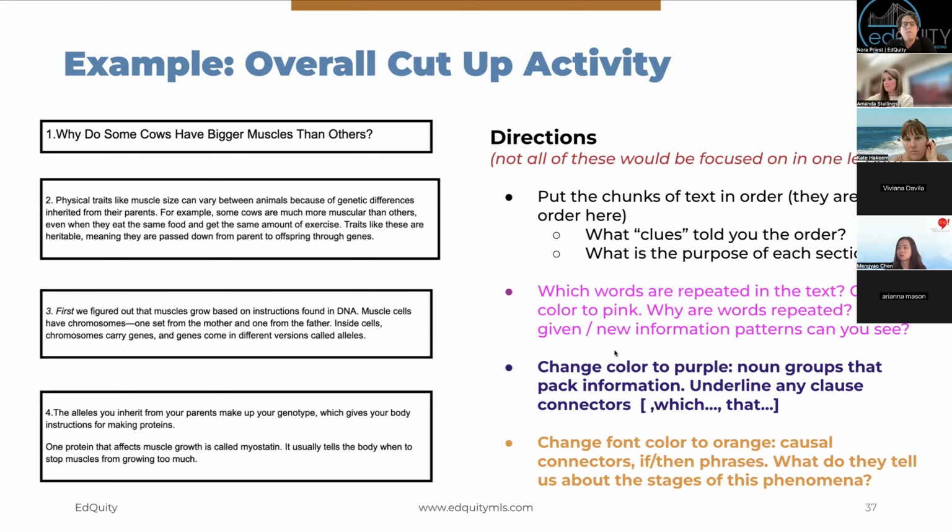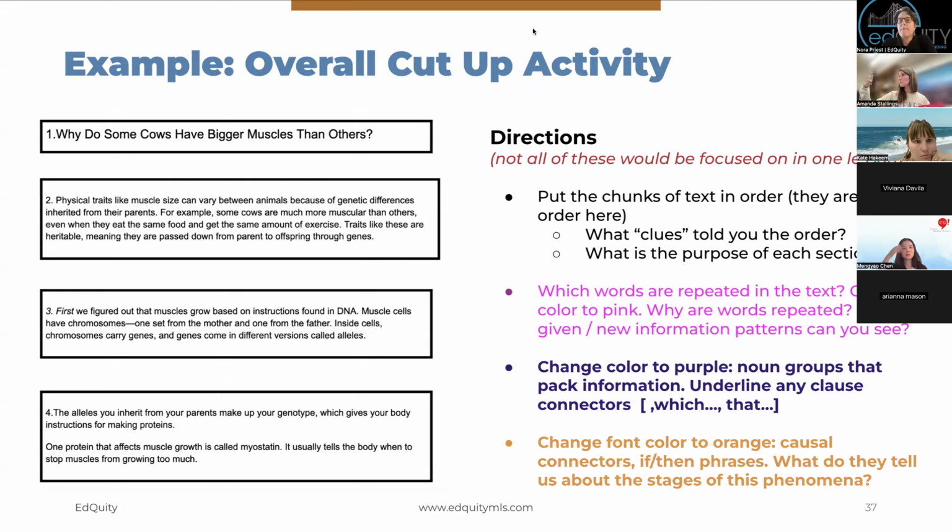We also might have students change the colors of the noun groups or underline connectors. Then we might notice causal connectors. In this case, in the curriculum, students are given a cause and effect flow chart, but in the actual explanation, the words cause and effect are not part of the explanation. So instead, what are the causal phrases that you see in this explanation? We'll see, like, if-then.